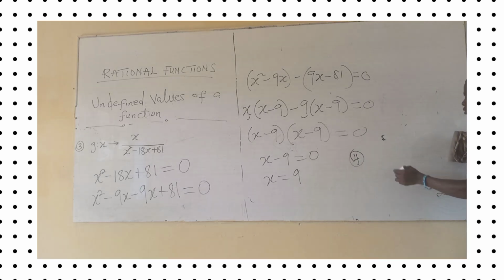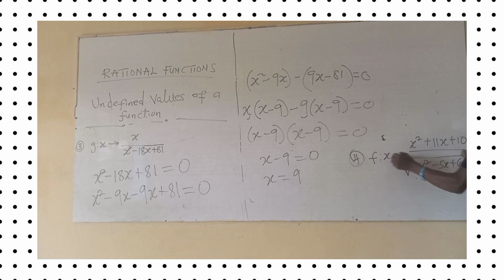Here is problem number 4. We have function f of t, which is s squared plus 11s plus 10 all over root of the expression. So that is a function of s, a function in terms of s. So you have to find what values of x will make the whole function undefined. What values of x will make the whole function undefined.